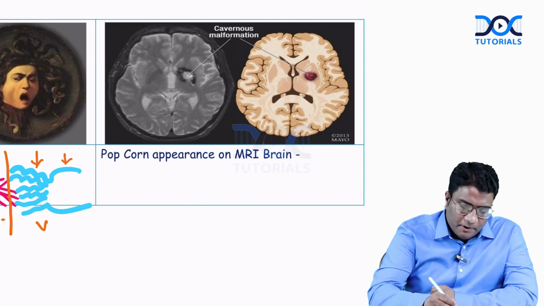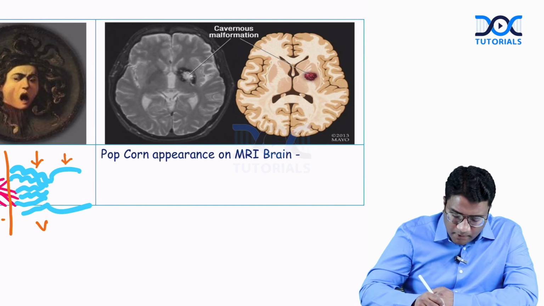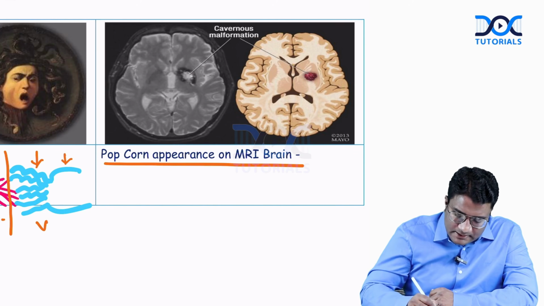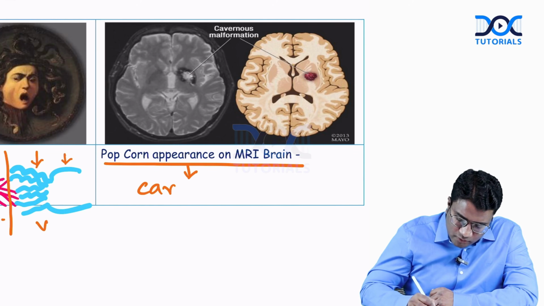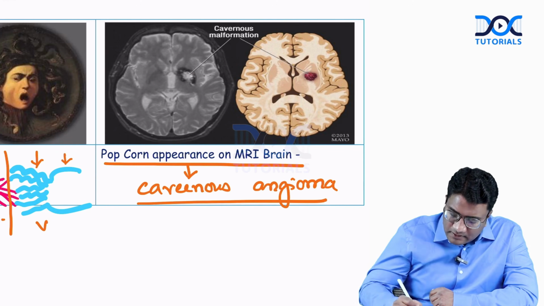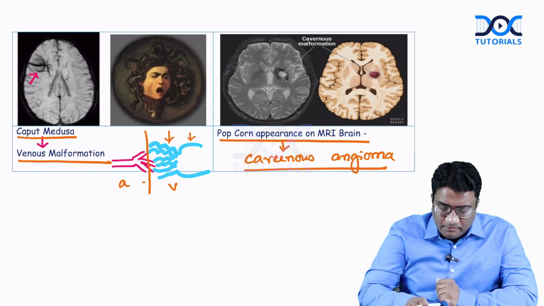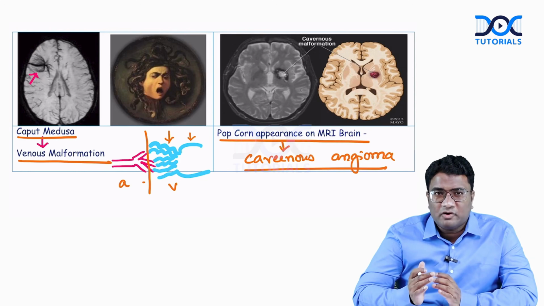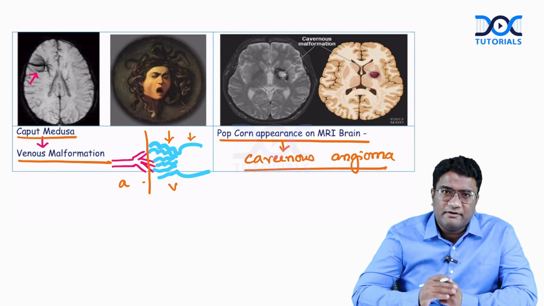And where do we see this popcorn appearance on MRI brain? Such a popcorn appearance on MRI brain is suggestive of a cavernous angioma. So caput medusa appearance or medusa head appearance on MRI brain is suggestive of venous malformation. A popcorn appearance on MRI brain is suggestive of a cavernous angioma.